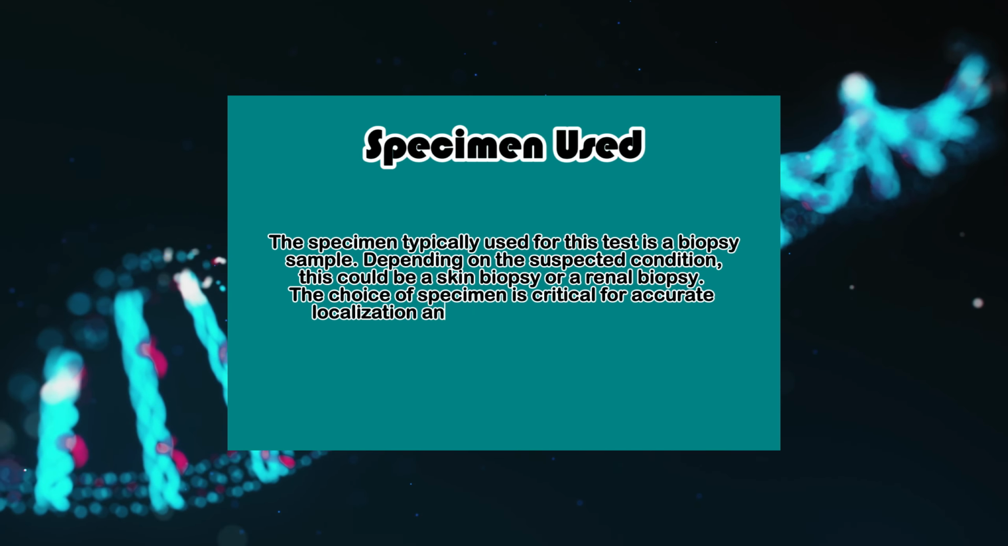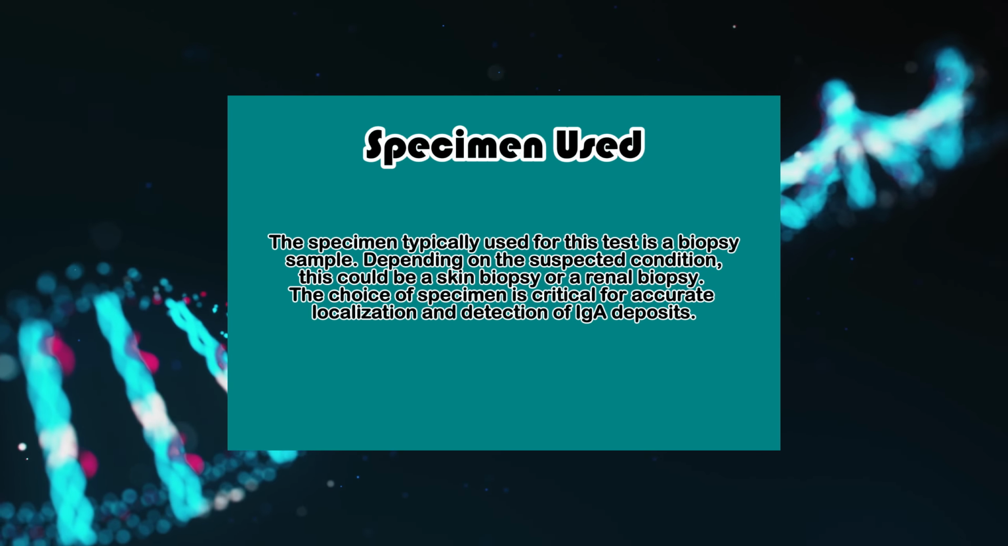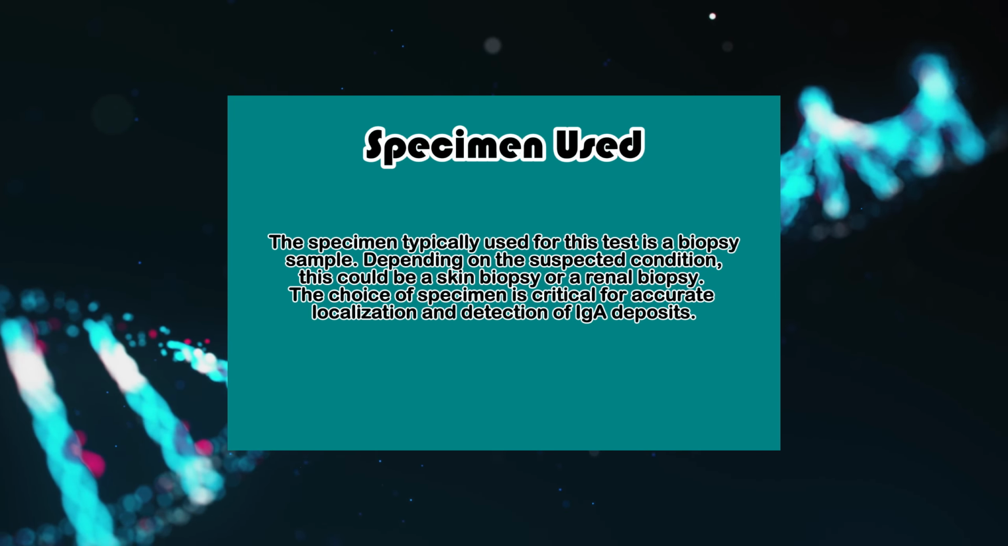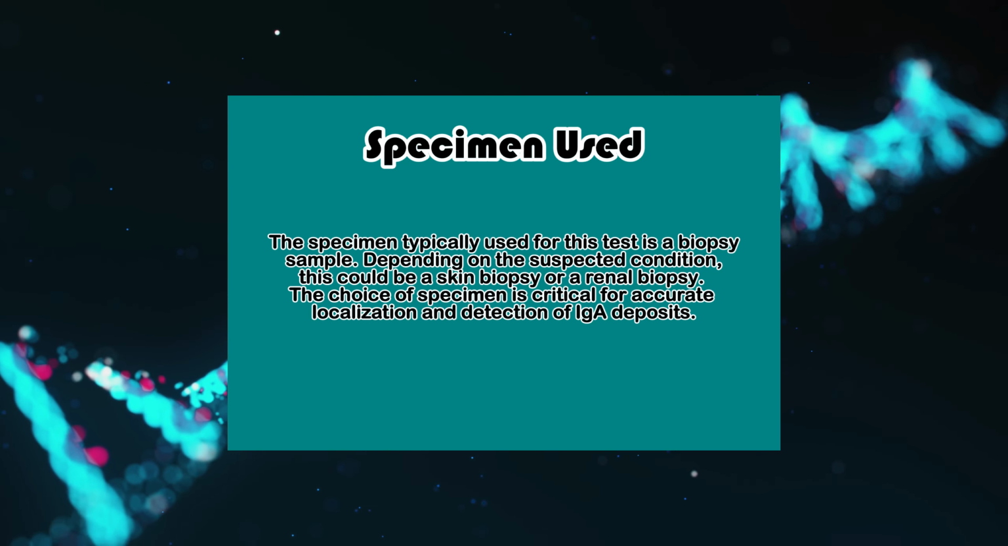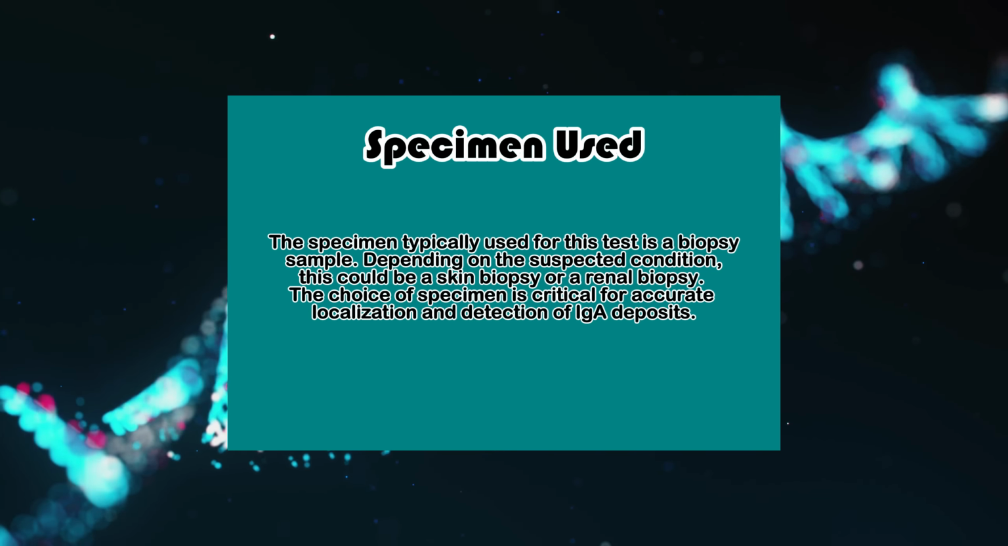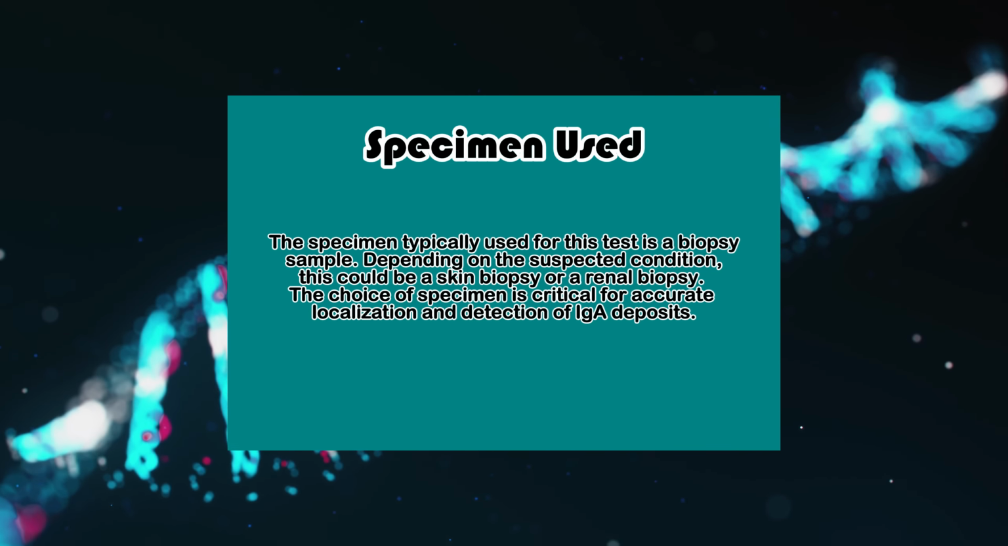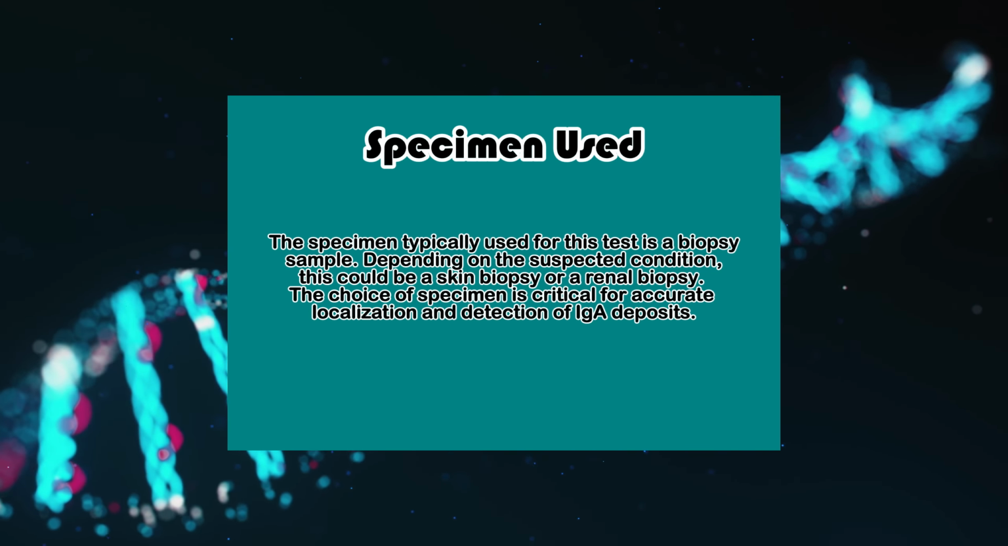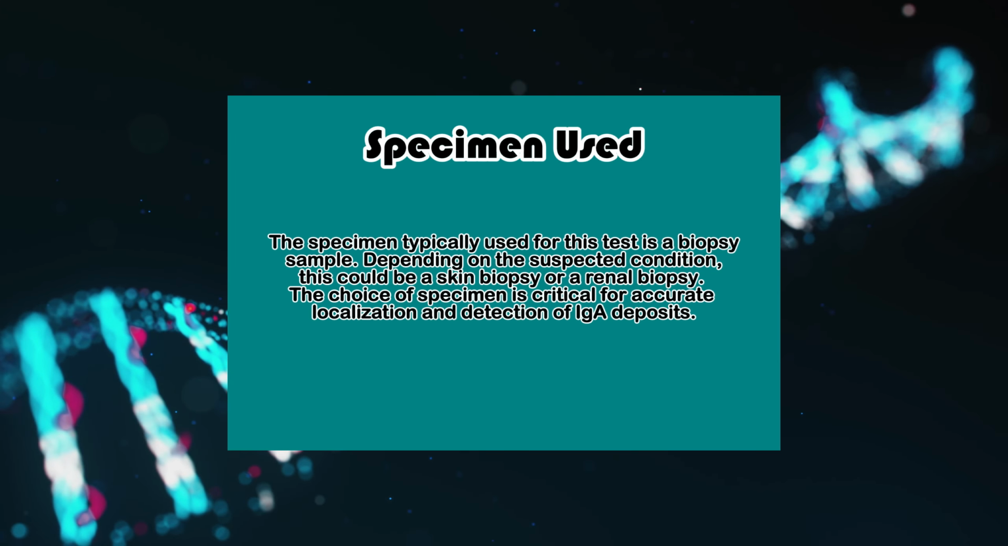Specimen used for the test. The specimen typically used for this test is a biopsy sample. Depending on the suspected condition, this could be a skin biopsy or a renal biopsy. The choice of specimen is critical for accurate localization and detection of IgA deposits.